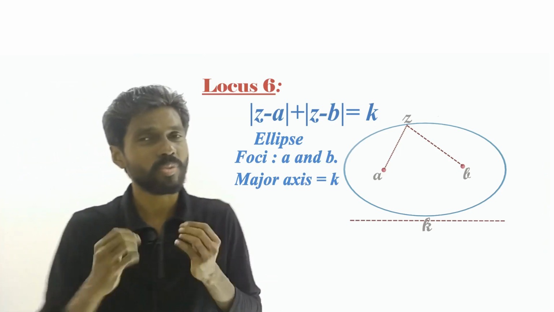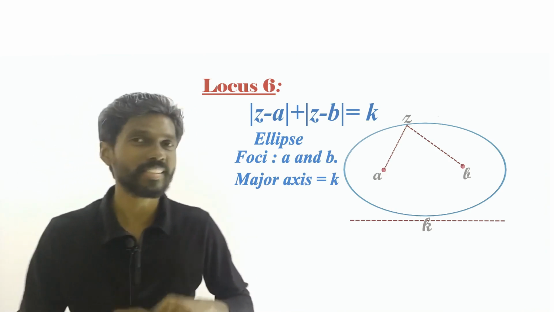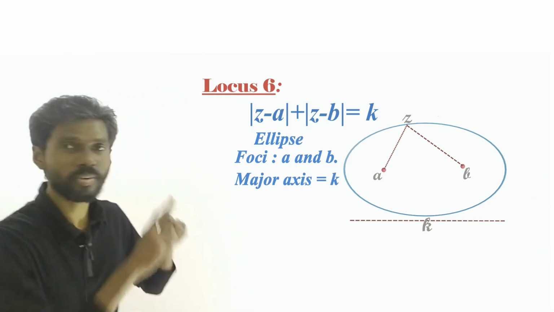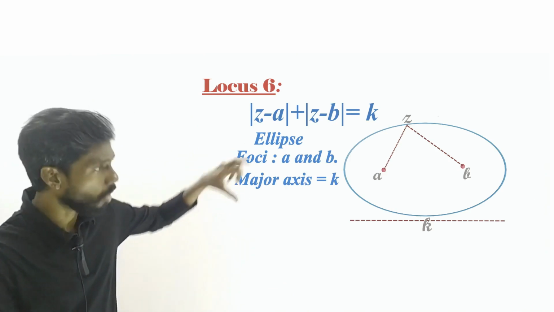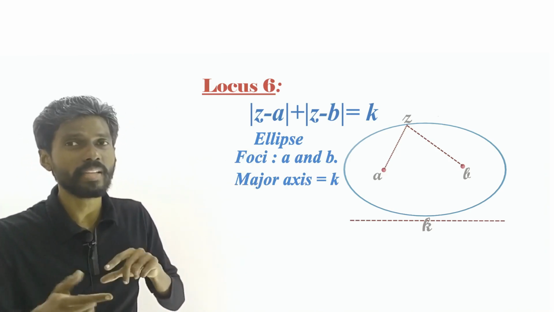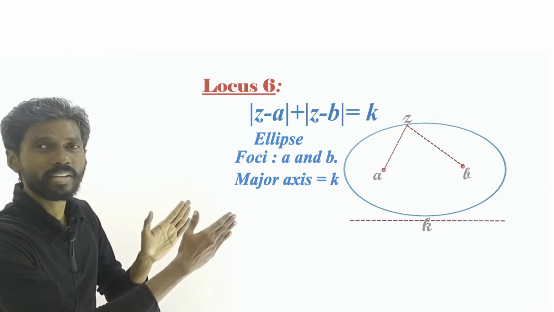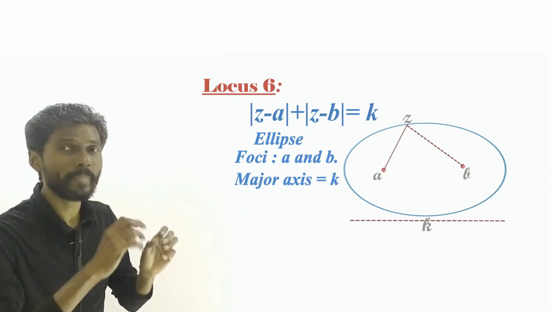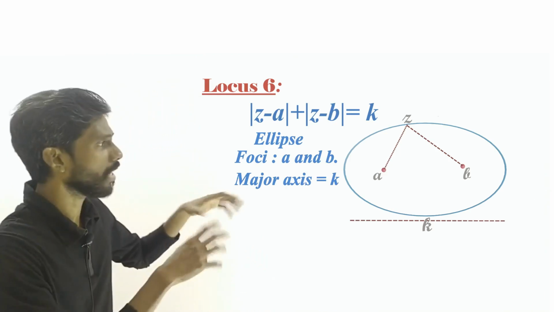Why is that so? That is the simple triangle property. We know that the sum of two sides is greater than the third side. If it is a triangle, what is the sum of two sides? Mod z minus a is one side, mod z minus b is another side, and the sum of these two sides is k. That must be greater than the third side. What is the third side? The distance between a and b, so mod a minus b. So k must be greater than mod a minus b. Only then it will represent an ellipse. Otherwise, it doesn't make sense, right?